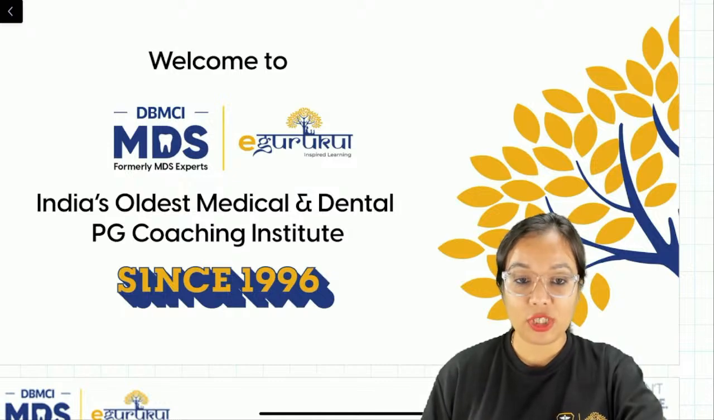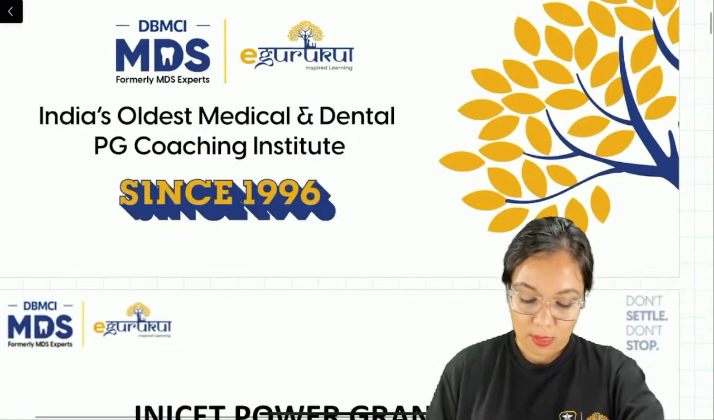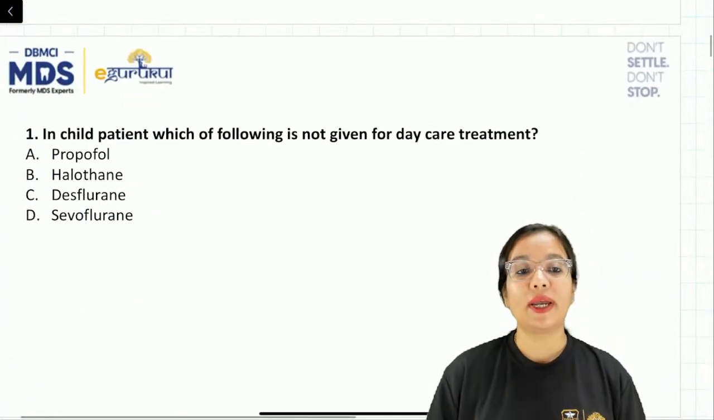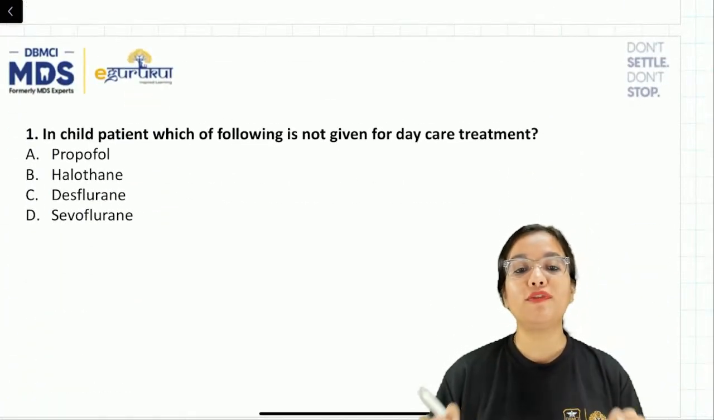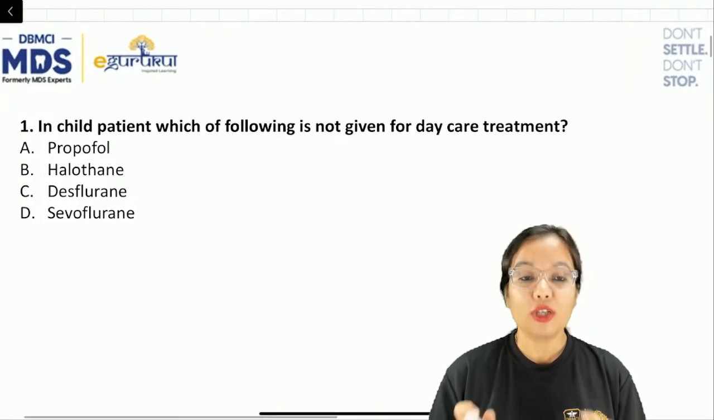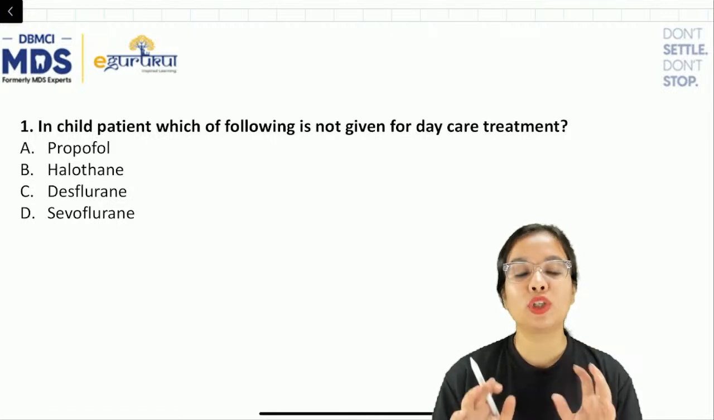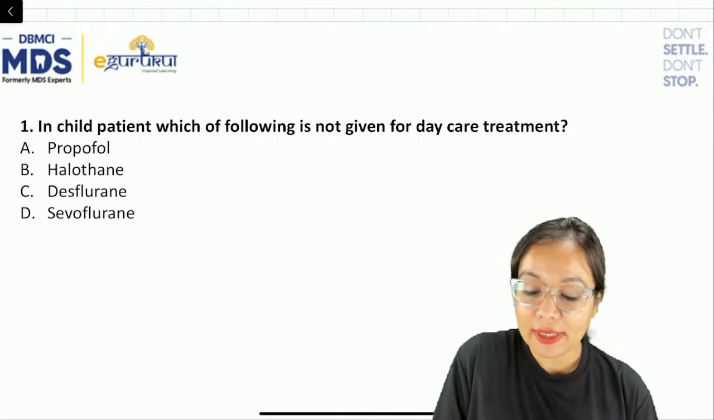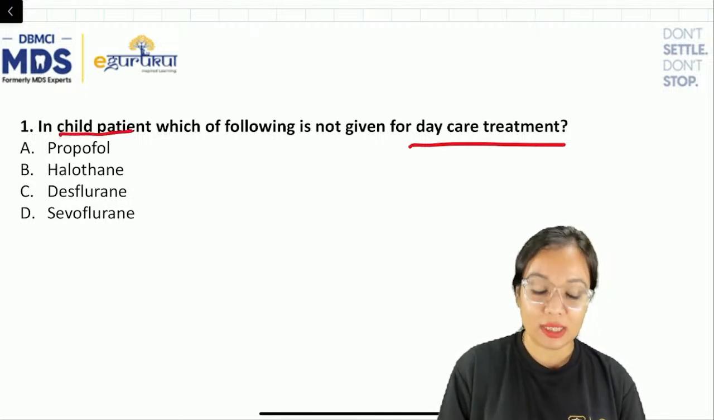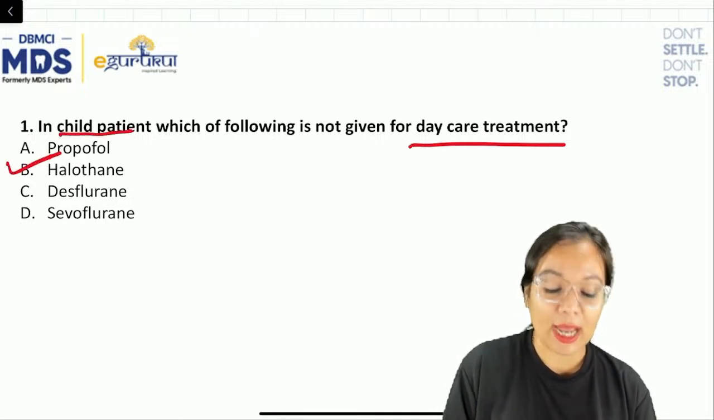The first question is, in a child patient, which of the following is not given for a daycare treatment? Which of the following drugs is not given for a daycare treatment in case of a child patient? The answer here is B, that is halothane.